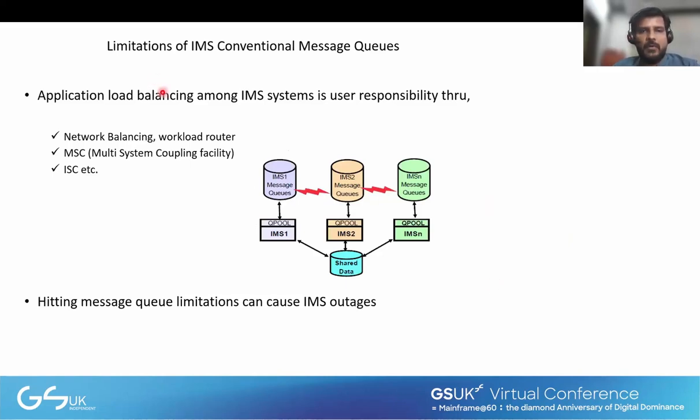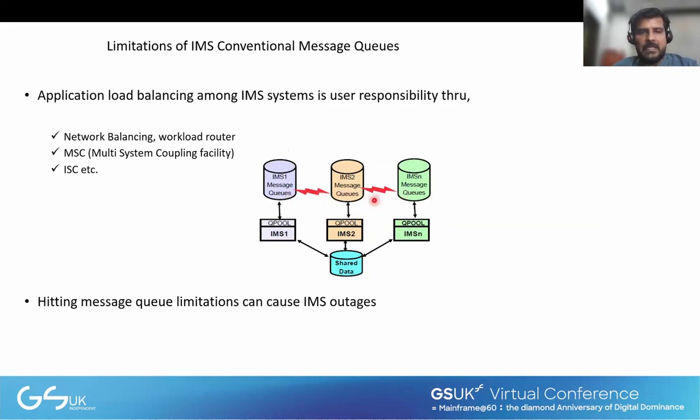Now let's move on to the limitations of standalone IMS message queues. As you can see in this diagram, each IMS, IMS1, IMS2, and IMS3, has its own separate queue pool of memory and message queue datasets. All three IMSs are sharing the same database, but they are not sharing the message queues. So in such systems, workload balancing between IMSs becomes the user's responsibility.